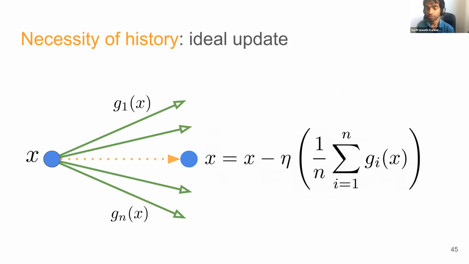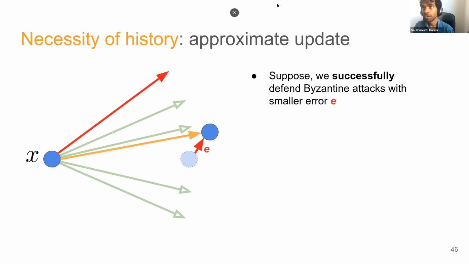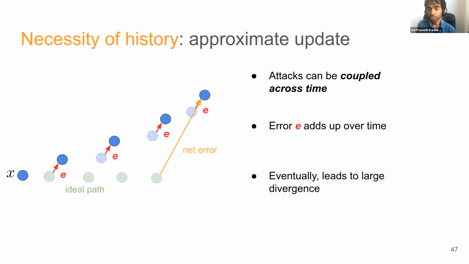So suppose that this is our ideal update in the absence of any Byzantine attacks. With some Byzantine attack, we do successfully defend against it. So we end up with this update, which is really close to our original update. So the error is quite small, and so it's a successful defense. It's a successful aggregator. But the issue is when we're running it for many rounds, the attacks can be coupled across time cleverly in such a manner that the error keeps adding up in the same direction. So even if it's small in a single update, what can end up happening is that over time, you can make these accumulate and eventually you can make it diverge.